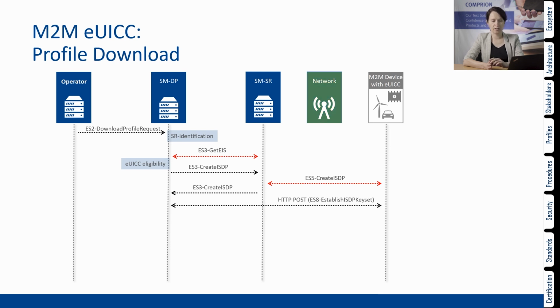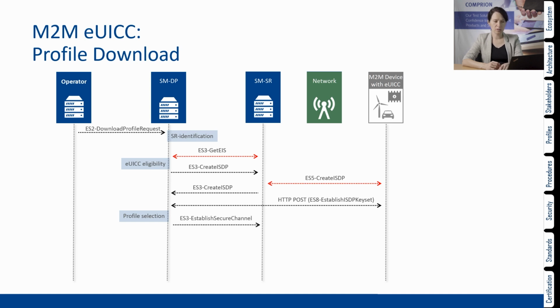Actually this key set establishment is performed between the SM-DP and the eUICC, so the SM-SR and the device, the HTTPS forwarding. And the HTTP post encryption is between the SM-SR and the eUICC. If everything went fine, the key set has been established. This is the specific symmetric key set, which will be used to encrypt the profile. Therefore, the profile selection can be done on the SM-DP.